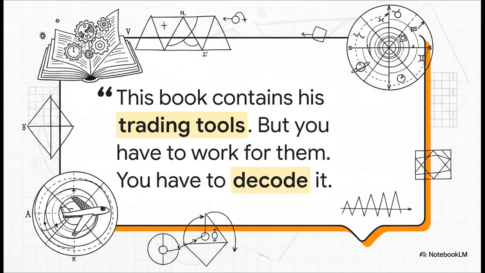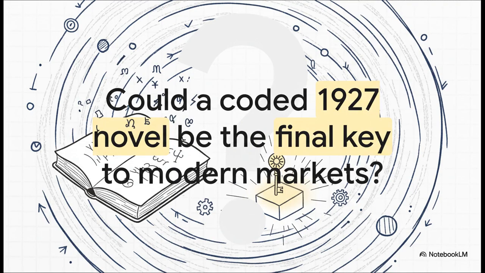The claim is that it's not just a story. The characters, the plot, this big war in the book, it's all a code for his most advanced trading tools and cycle theories. And that leaves us with a pretty mind-bending thought, doesn't it? What if the final key to cracking the markets isn't in some dusty trading manual, but it's been hiding in plain sight this whole time, encoded inside a story that's almost 100 years old? It's a wild idea, and definitely something to think about.